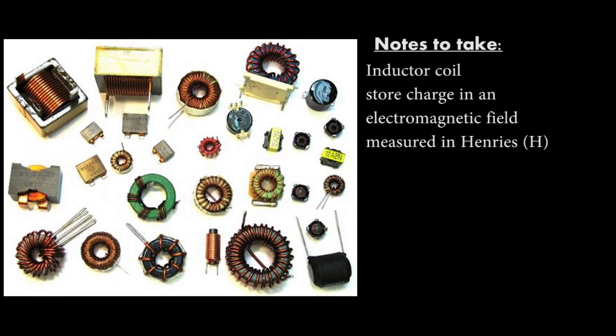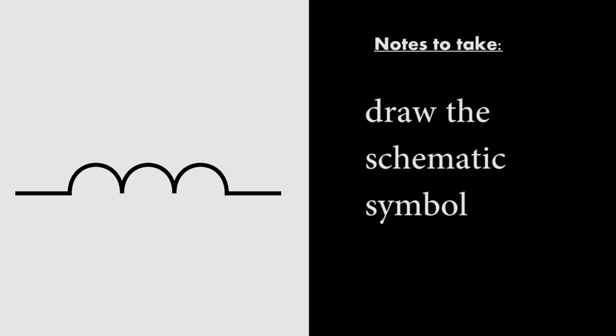An inductor coil is a very simple device. It's just a coil of wire. But inductor coils resist changes to the amount of current going through them and store an electric charge in a magnetic field. Inductance is measured in henries. Here's a schematic symbol for an inductor coil.